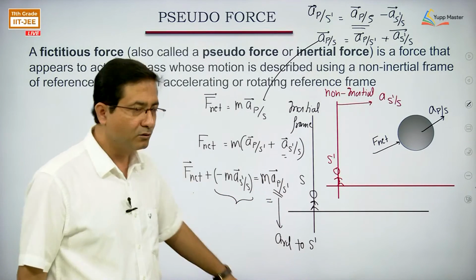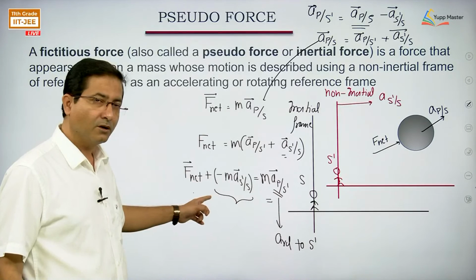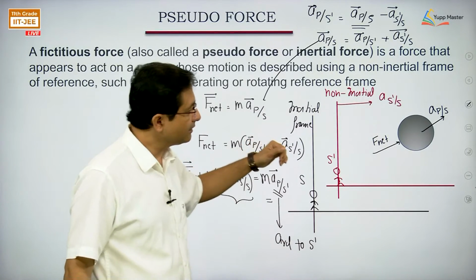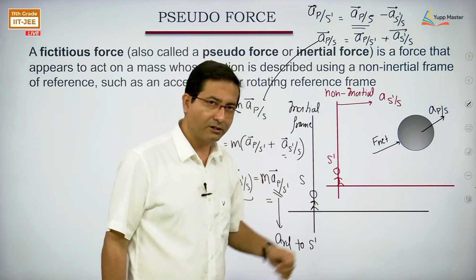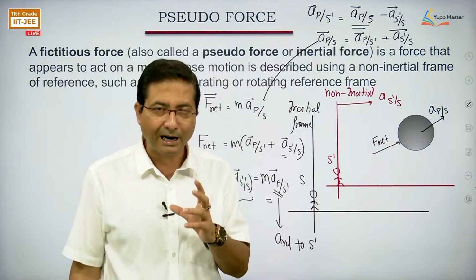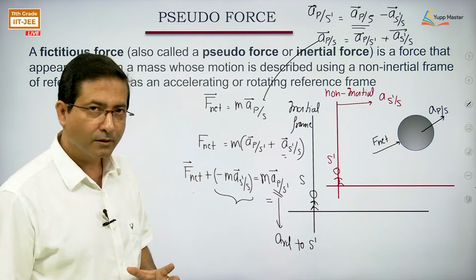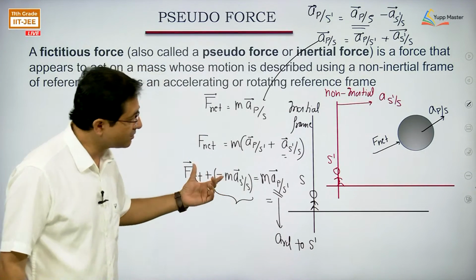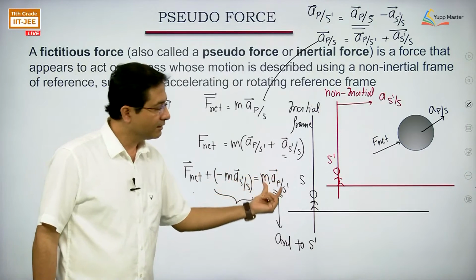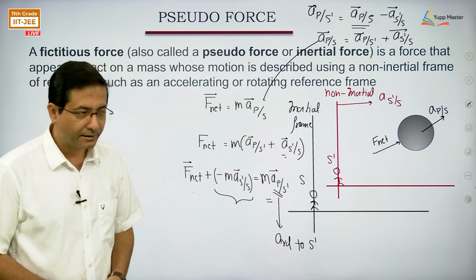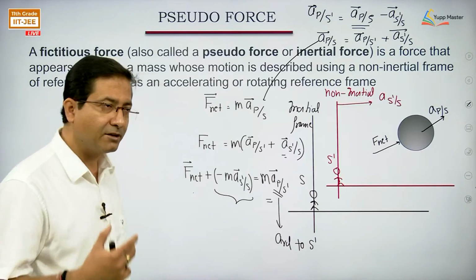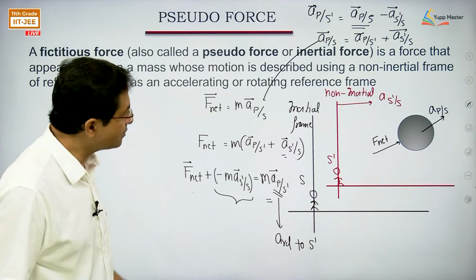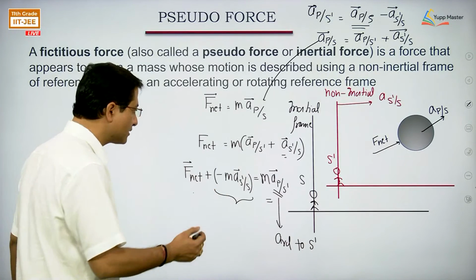That means I need to adjust this term when I go from inertial frame to non-inertial frame. I just need to add one more term. So if I add this term, I can find out relative acceleration, right? As this term is having unit of force, this is called pseudo force. So this is pseudo.